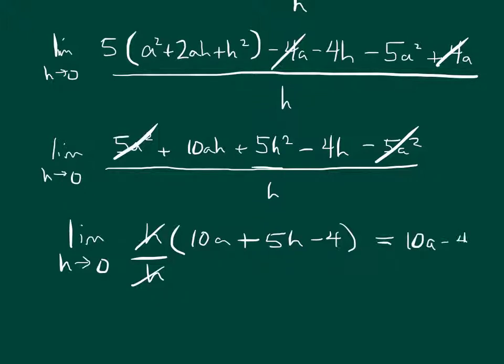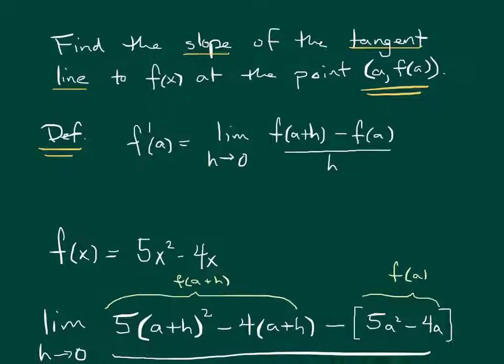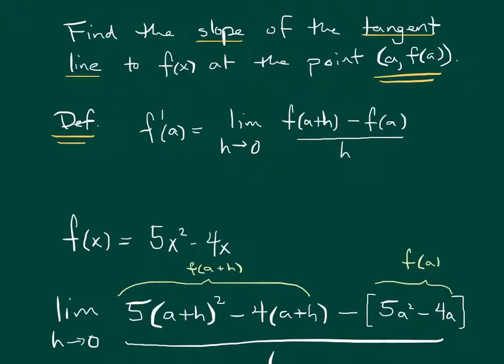10a minus 4. Okay. As a reminder, that is what you do when you are asked to find the slope of the tangent line at a particular place. Okay? So, straightforward. We'll end this video. Start a new one.